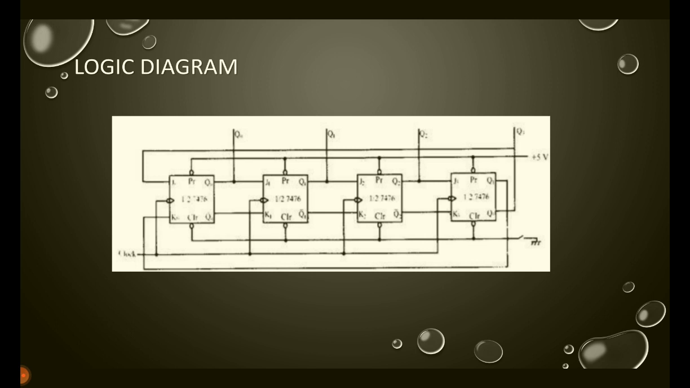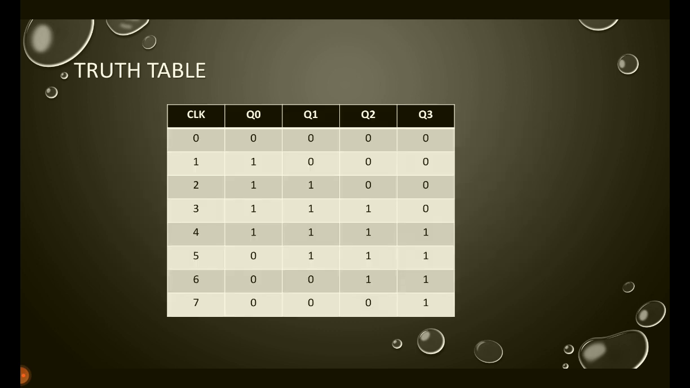Here we use JK flip-flop, clock pulse, and here the outputs are Q0, Q1, Q2 and Q3, and the input is the clock pulse. So truth table. So clock pulse, the output is Q0, Q1, Q2 and Q3.